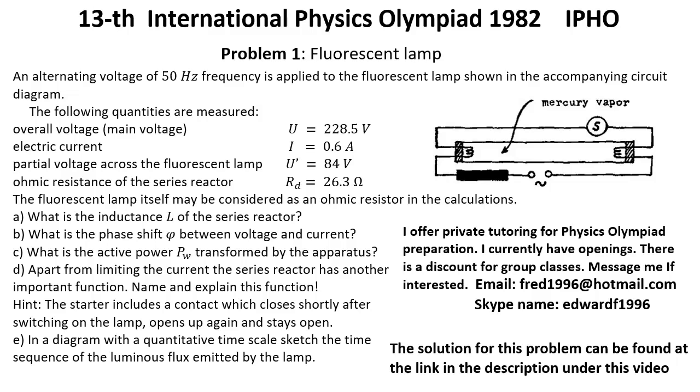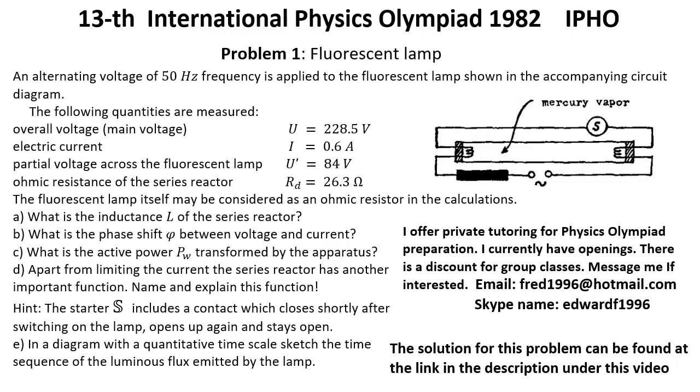Problem number one. Fluorescent lamp. An alternating voltage of 50 Hz frequency is applied to the fluorescent lamp shown in the accompanying circuit diagram. The following quantities are measured. Overall voltage, main voltage, U equal 228.5 volt. Electric current, I equal 0.6 ampere.